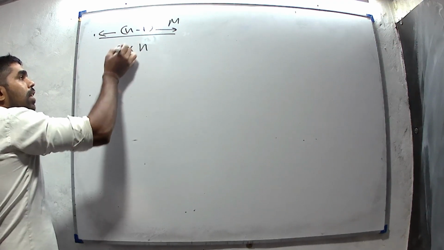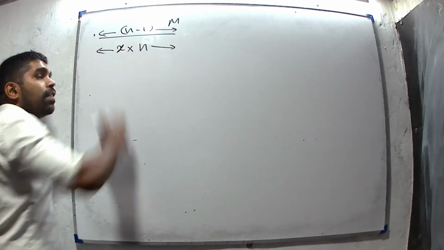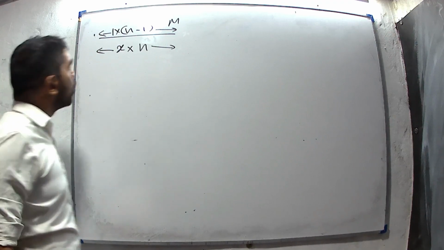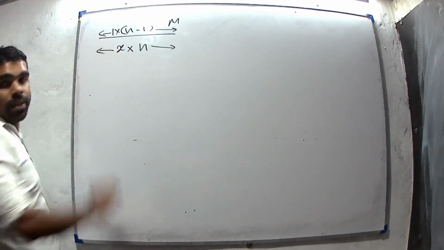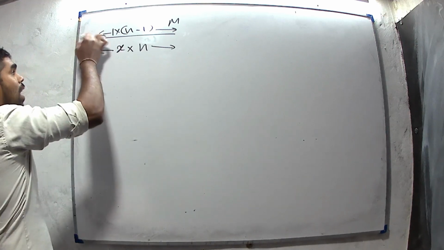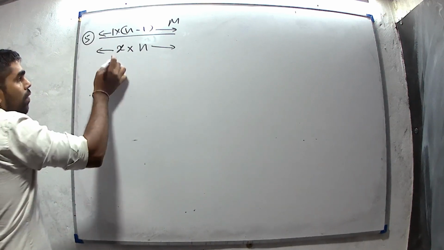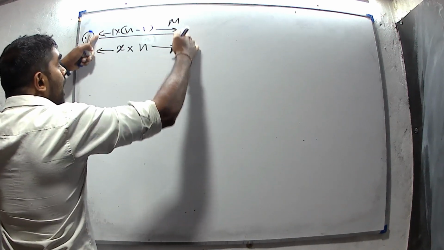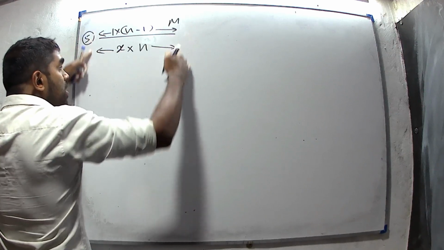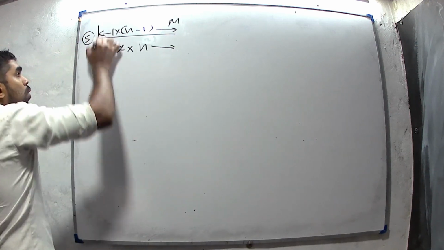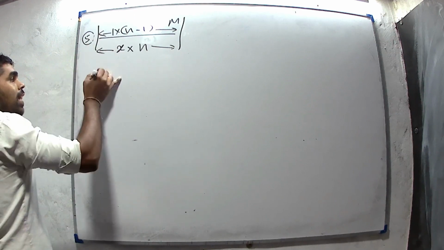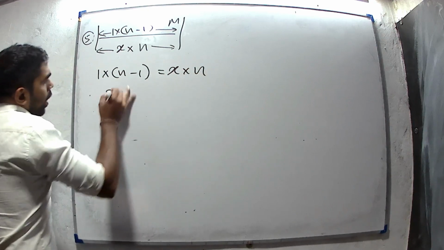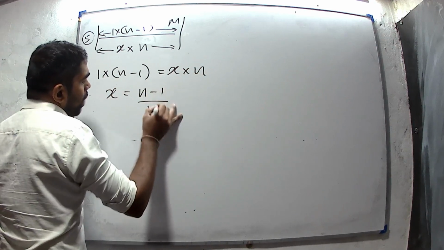I will consider the length of a vernier scale division is x and the length of a main scale division is 1. Then we have to find the least count of the instrument. When finding least count, we have to find this x value. We can consider the main scale length and vernier scale length between these two coinciding parts. Then the main scale length is 1 into n minus 1. It should be equal to x into n. Then we can find x value: n minus 1 divided by n.